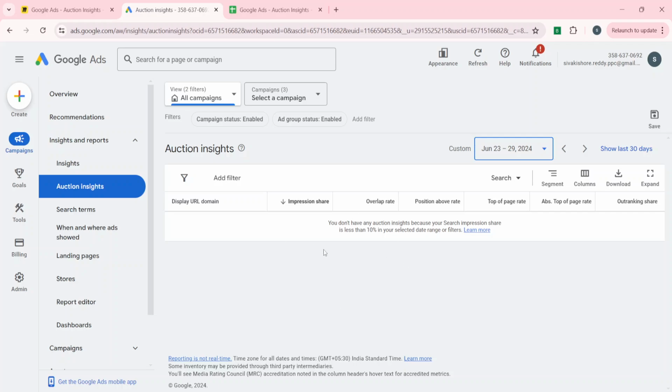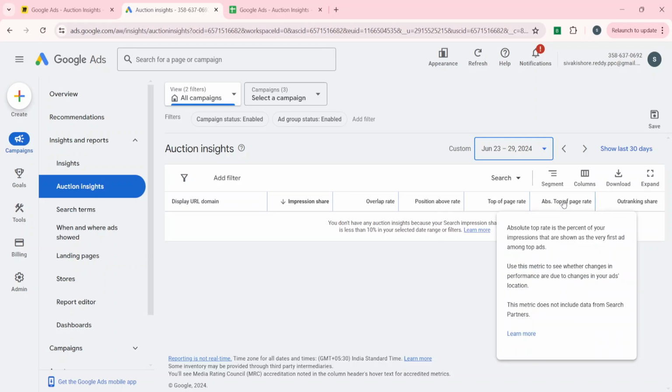As there is not much data in this account, we are unable to see the performance, what is happening in the auction. Here, the display URL domain column shows the advertisers' names. And these are the impression share, overlap rate, position above rate, top of the page rate, absolute top of the page rate, and outranking share.